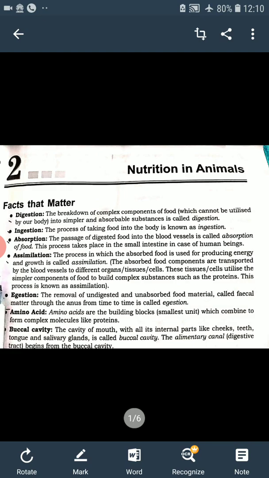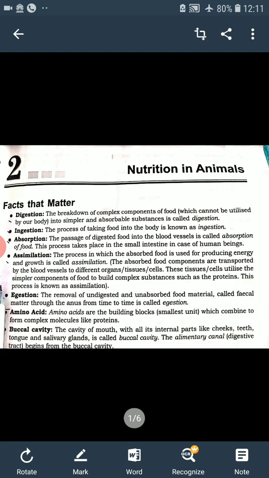So the process of converting complex substances or components into simpler ones can be called digestion, because it is not possible to have complex components of food in our mouth. If you keep it in your mouth, it will not be easily digested or turned into different components like nutrients, isn't it? So digestion is the process by which the breakdown of complex components is completed with the help of different organs of our body.